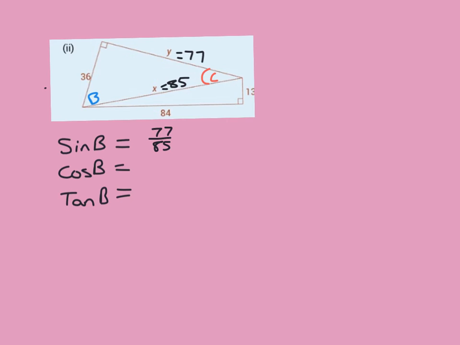And just for the moment, I'm not going to worry about simplifying these trigonometric ratios. So cos of B then, so cos is adjacent over hypotenuse. So adjacent is the side 36 because it runs alongside the angle B, and the hypotenuse is 85. And the final part, tan of B. So tan is adjacent, which is 36, and that's over opposite, which we can see is 77.